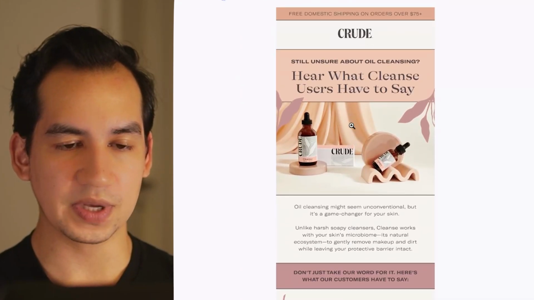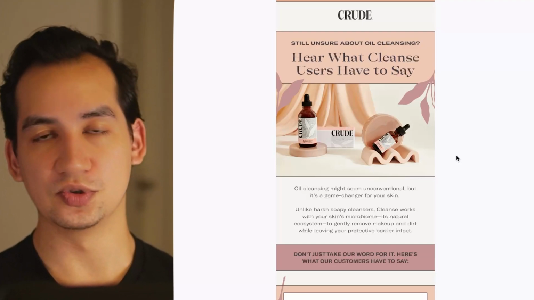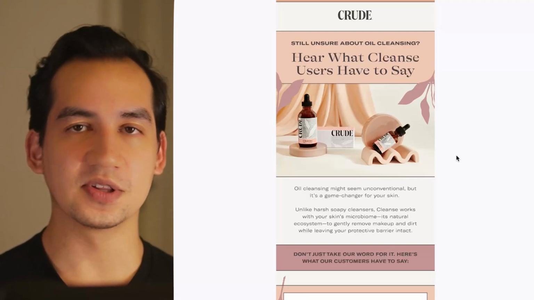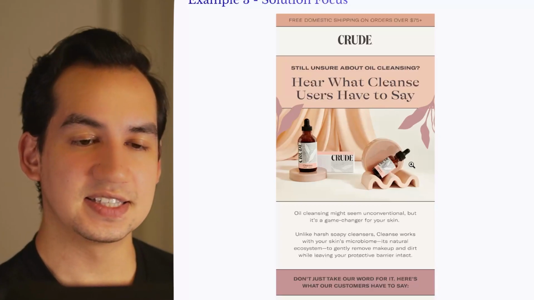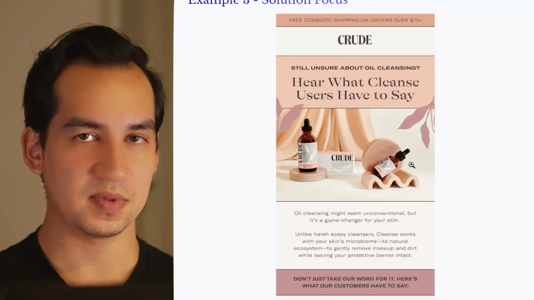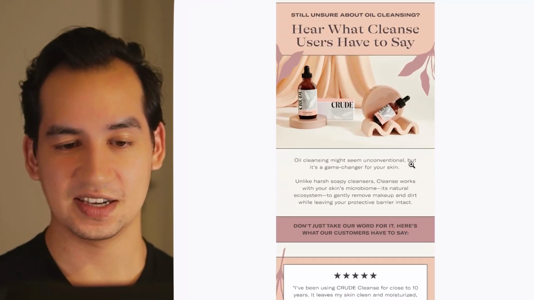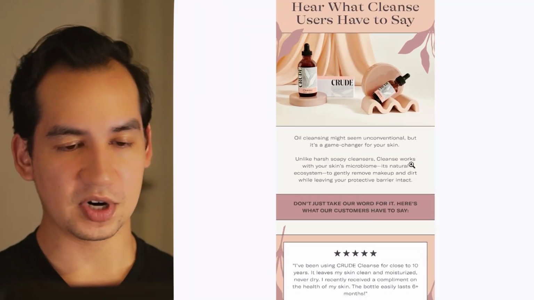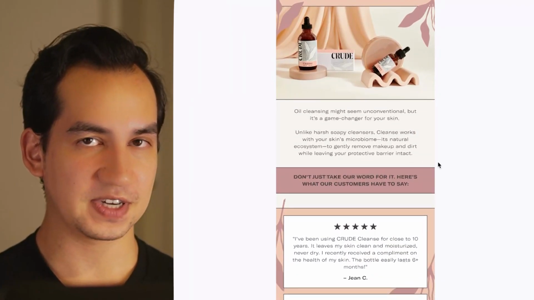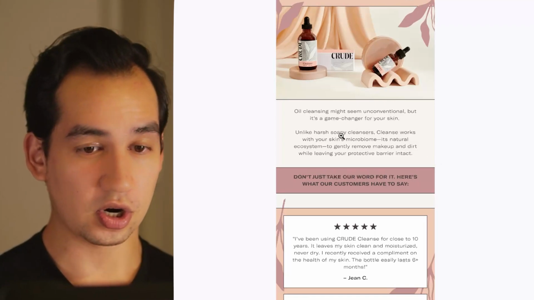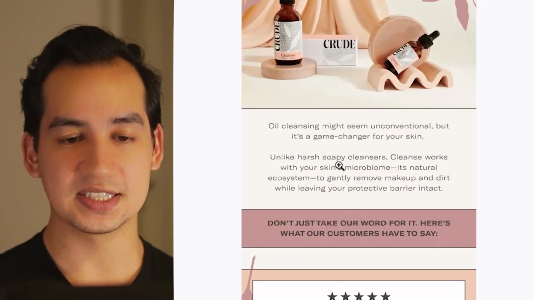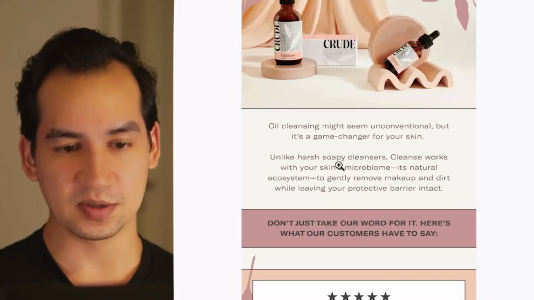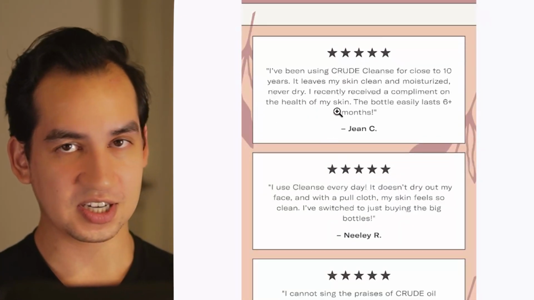So basically, at this stage, we're targeting the people who already know that they have a problem. They already know that they're in the market for a new skincare product, and we're just showing them the solution. You're in the market for a new type of cleanser. You've tried all of these harsh soapy cleansers in the past and they didn't work, but here's Cleanse, our best-selling product, and here's what all of our customers have to say.